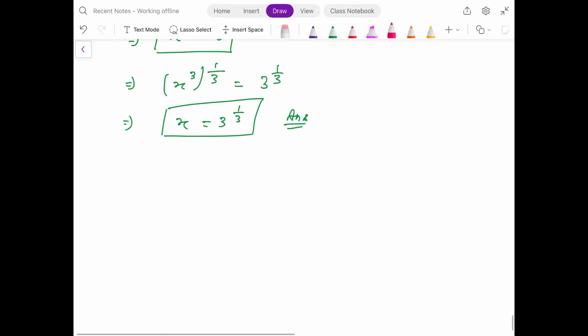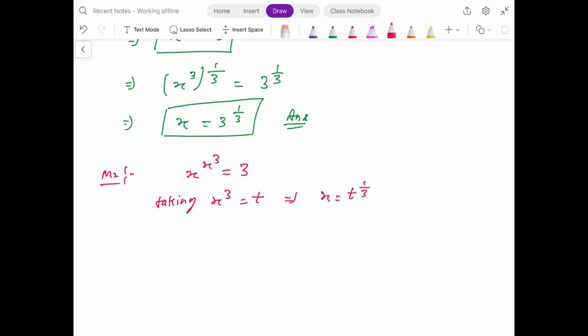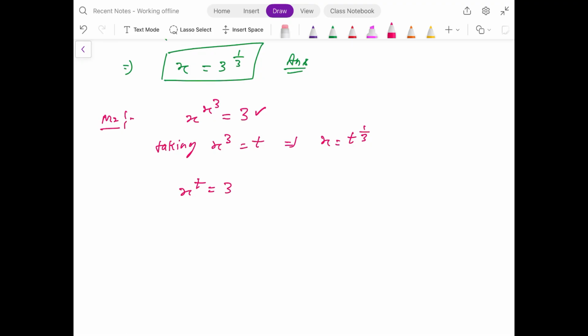Now in method 2, we will be discussing how we can solve this equation using logarithms. So the equation is x to the power x to the power 3 is equal to 3. Here we will be using a substitution, taking x to the power 3 is equal to t, and here x becomes t to the power 1 by 3. So this equation will be x to the power t is equal to 3. Now operating natural log on both sides of this given equation, the equation becomes natural log of x to the power t is equal to natural log of 3.